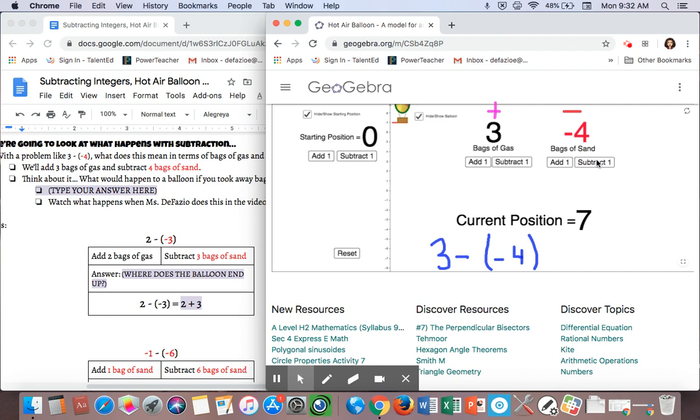Why did my balloon go up? If we're thinking about it as a hot air balloon, adding bags of sand makes the balloon sink because it's getting heavier. If I'm taking away those bags of sand, that's making it rise because I'm taking away that weight, so it's not being dragged down anymore. It's not sinking down. If I'm taking that weight away, that's making the balloon rise up higher.